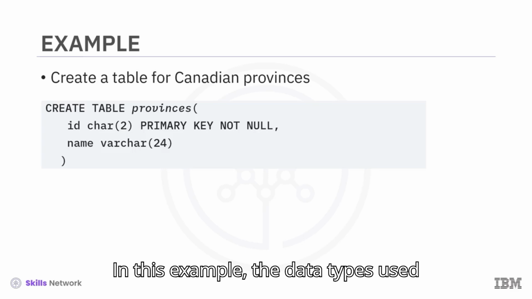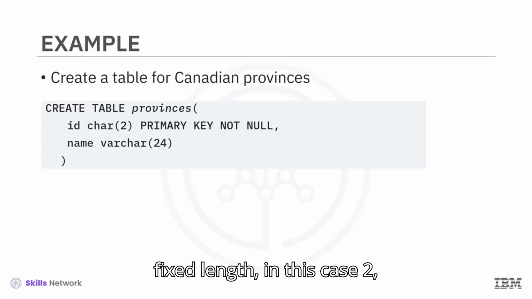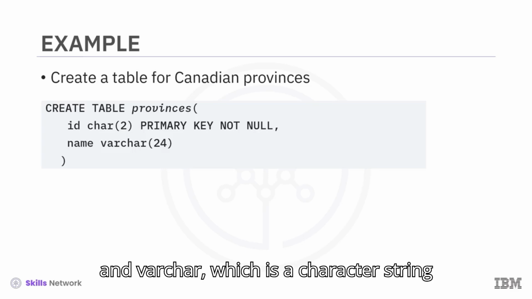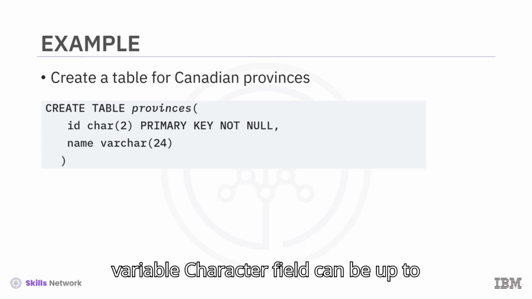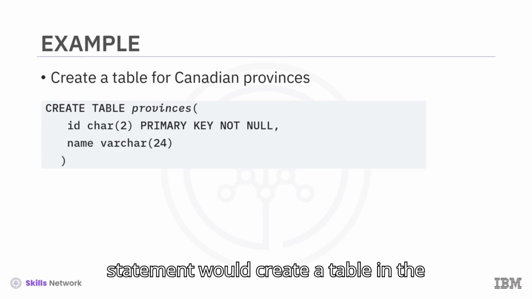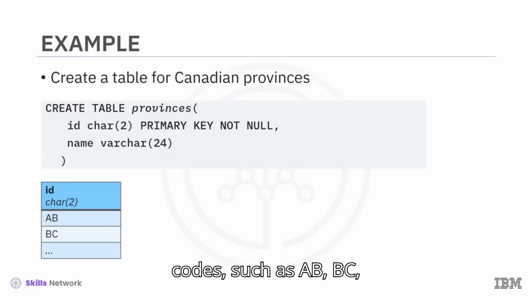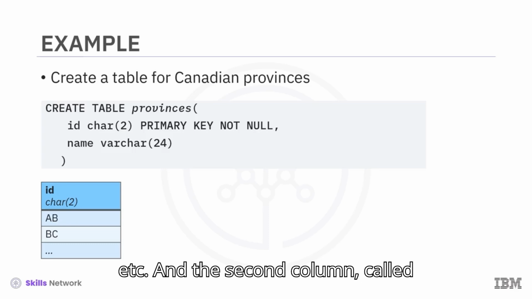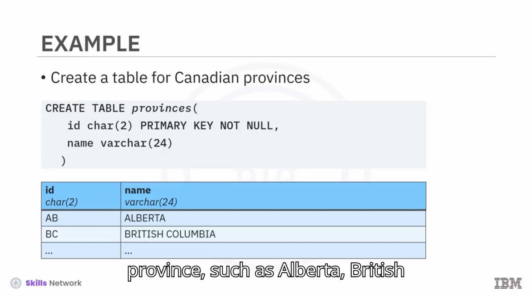In this example, the data types used are char, which is a character string of a fixed length, in this case 2, and varchar, which is a character string of a variable length. In this case, the variable character field can be up to 24 characters long. Issuing this statement would create a table in the database with two columns. The first column, ID, for storing the abbreviated two-letter province shortcodes such as AB, BC, etc. And the second column, called Name, for storing the full name of the province, such as Alberta, British Columbia, etc.